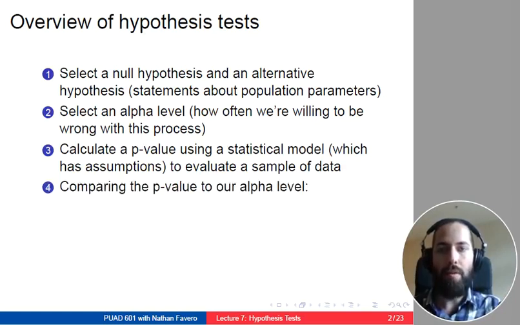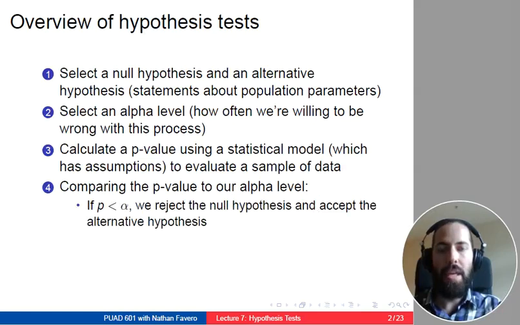All right, once we have a p-value, we move on to the fourth step, which is to compare the p-value to the alpha level that we selected in step 2. And there are two outcomes that could result. First of all, p could be less than alpha, in which case we're going to reject the null hypothesis, conclude that the null hypothesis must be false, and that the alternative hypothesis must be true. In other words, we're going to accept the alternative hypothesis.